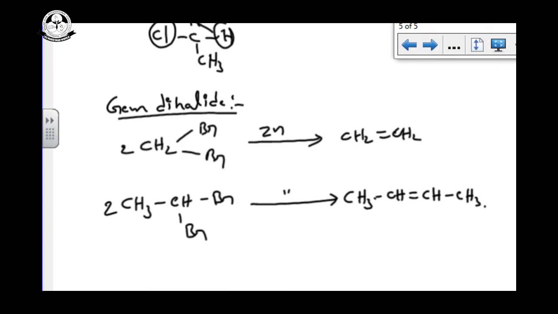So now this session we are finishing how to prepare alkenes from alcohols, that is dehydration, from alkyl halides, that is dehydrohalogenation, and third one dehalogenation, that is from vicinal and gem halides. The remaining methods of preparation we are seeing in the next session.